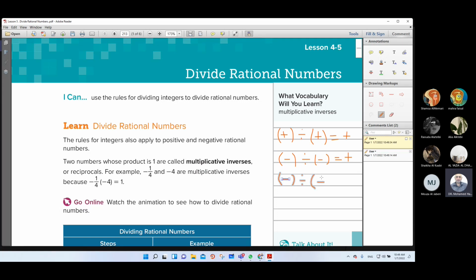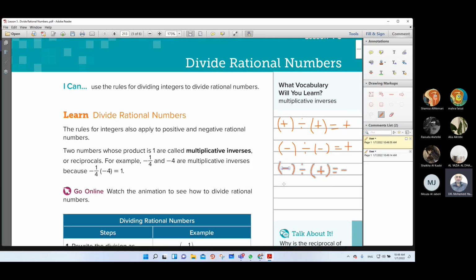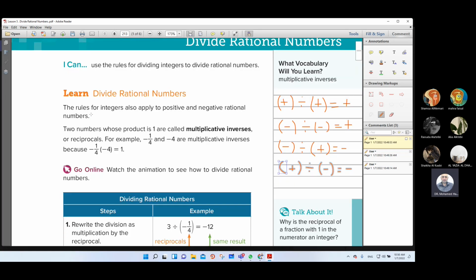And when you divide negative by positive, you will get negative. And when you divide positive by negative, you will get negative. So the rule says when you divide two integers that have different signs, you will get negative. So, divide rational numbers: the rules for integers also apply to positive and negative rational numbers.